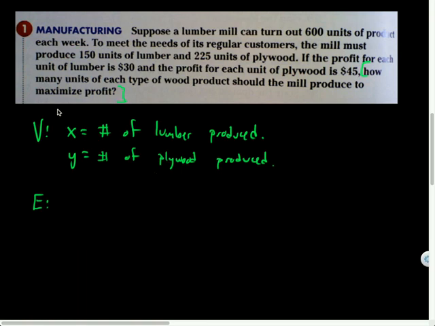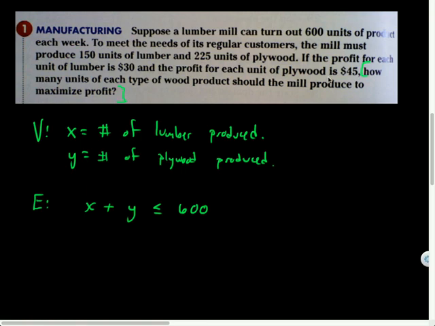I know that X is the number of lumber I can produce. Y is the number of plywood. At most, I can produce 600. So I'm going to say that the number of lumber plus the number of plywood relates to 600. Now it's at most 600, so what inequality could I use here? Less than or equal to, right? So there's my first fact.